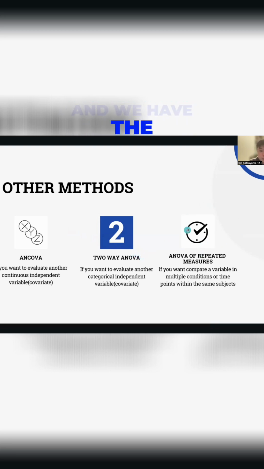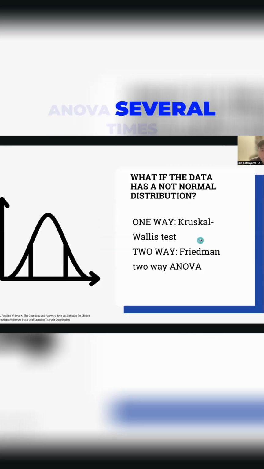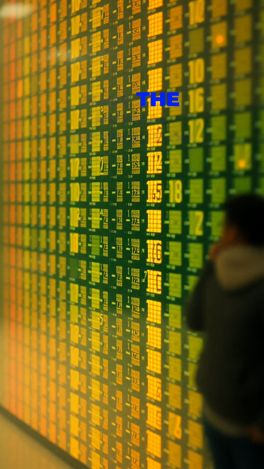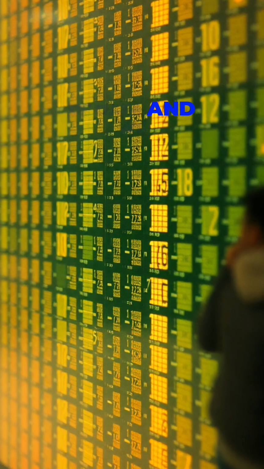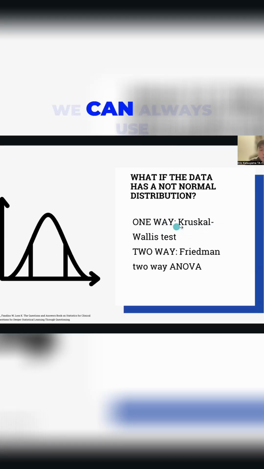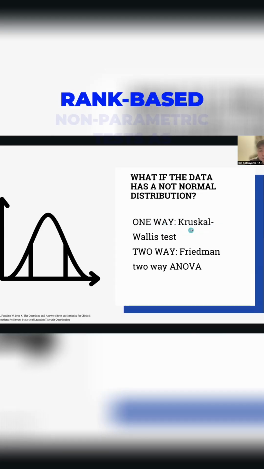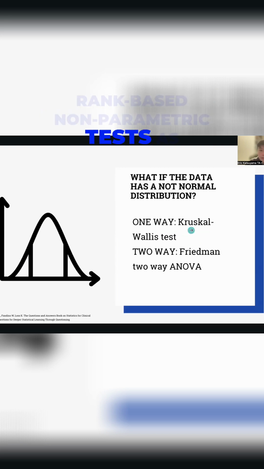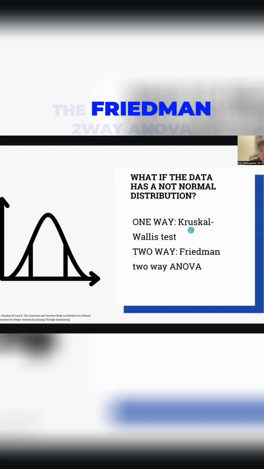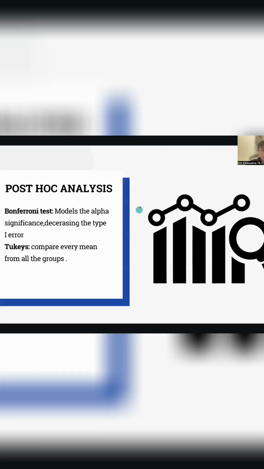And we have the repeated measures ANOVA, where we compare a variable in multiple conditions or time points with the same subject. So for example, we are going to observe our patients in week 1, week 2, and week 3, and repeat the ANOVA several times. If we do not have a normal distribution of data, for the one-way ANOVA you can always use rank-based non-parametric tests such as the Kruskal-Wallis test or the Friedman two-way ANOVA.